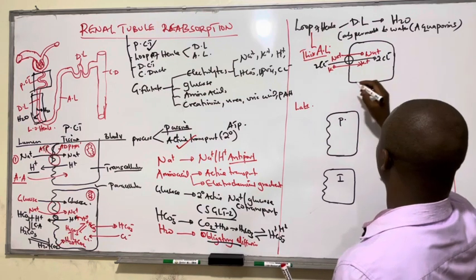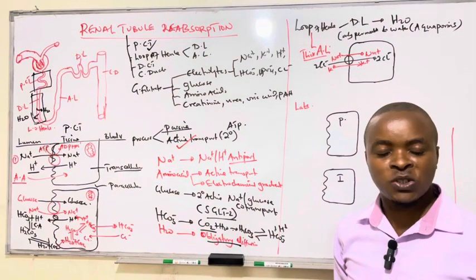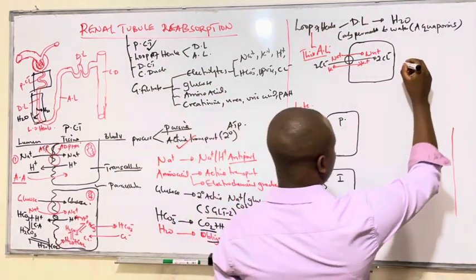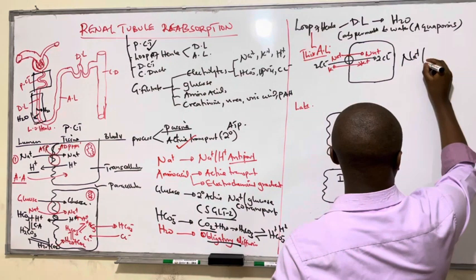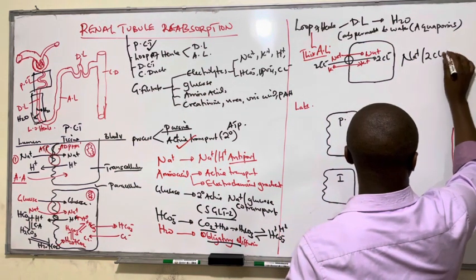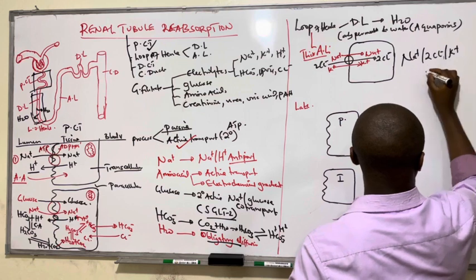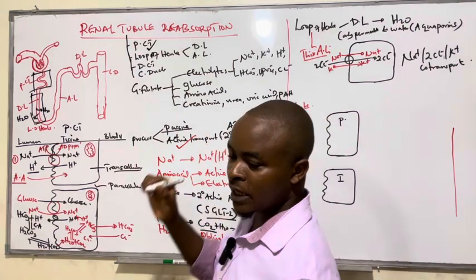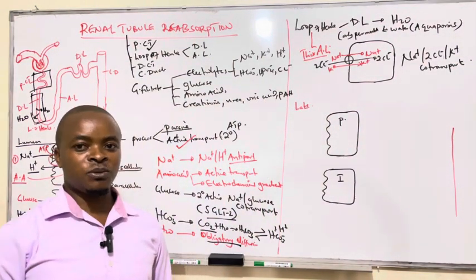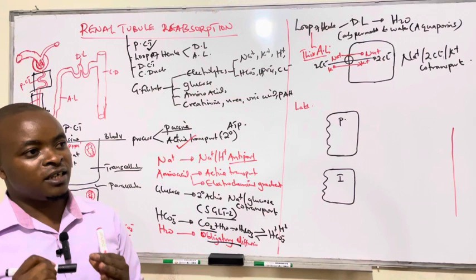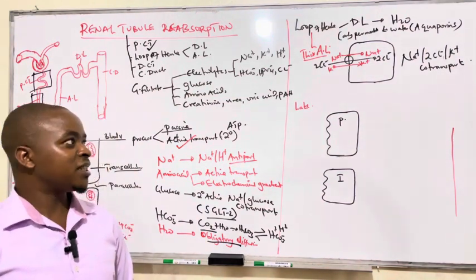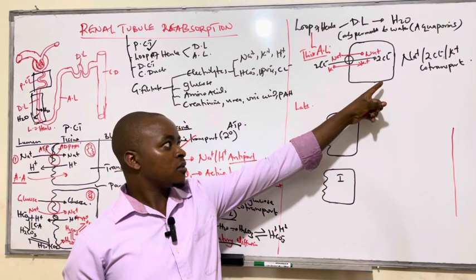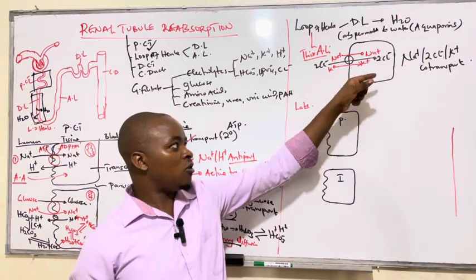And this form of transport is a secondary active transport, known as the sodium-2 chloride-potassium co-transport. That is a secondary active transport. In the thick ascending limb of the loop of Henle, sodium is being reabsorbed via the transcellular route. Two chlorides move with it and one potassium.